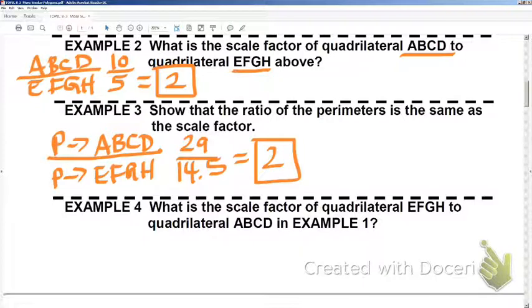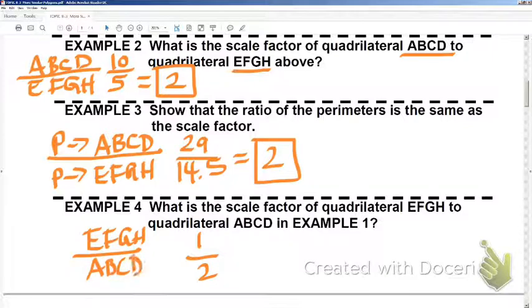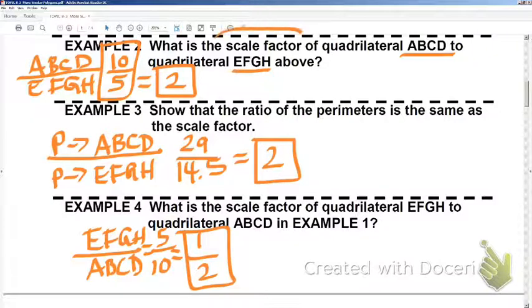So on example 4, it says, what is the scale factor of quadrilateral EFGH to quadrilateral ABCD in example 1? That's flipping it. So I would just say 1/2. So if it wants EFGH to ABCD, that would be, if I choose my sides that I used up here, 5 to 10, so that would be 1/2. Now make sure that you know that scale factor and the ratio of perimeters are always the same, just like you see here. They're both 2.